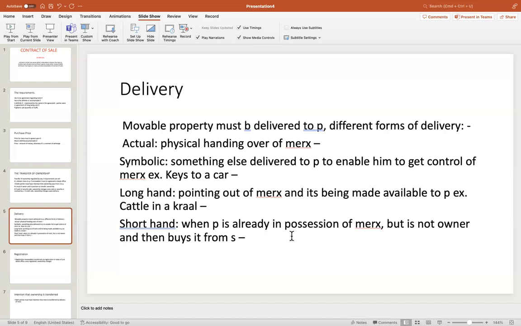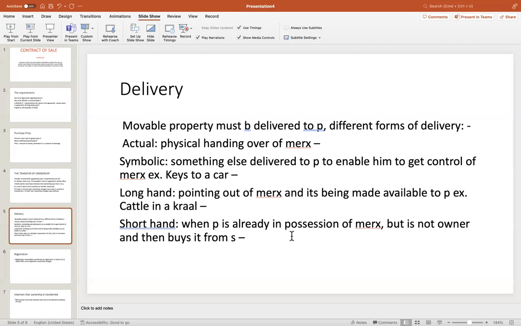For symbolic delivery, for example, you have bought a car from me, and I am not able to bring the car to you. I'm just going to give you the set of keys. That means I'm giving you control over the car wherever it is. I don't have the keys anymore. You are the one with the keys. So I am somehow delivering the car to you, even though I'm just using the keys.